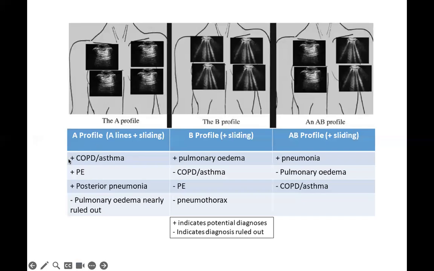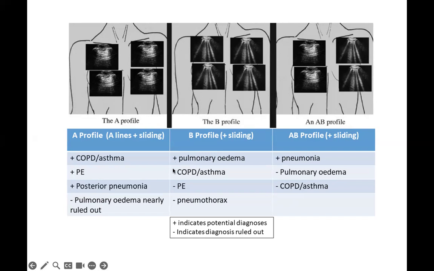So the A profile, the patient can certainly have COPD or asthma. Again, the lung is just filled with air. They could also have a PE, and they might have a posterior pneumonia, because remember, this isn't looking in that PLAPS point. But if you see an A profile, you have nearly ruled out pulmonary edema as their main etiology, of course, of shortness of breath. If they have A lines throughout all the upper and lower blue points, it's very unlikely the patient has pulmonary edema.